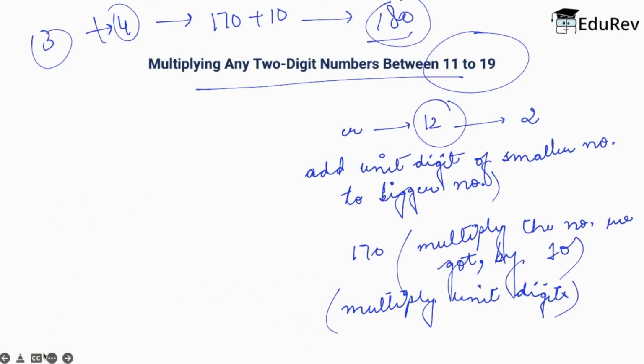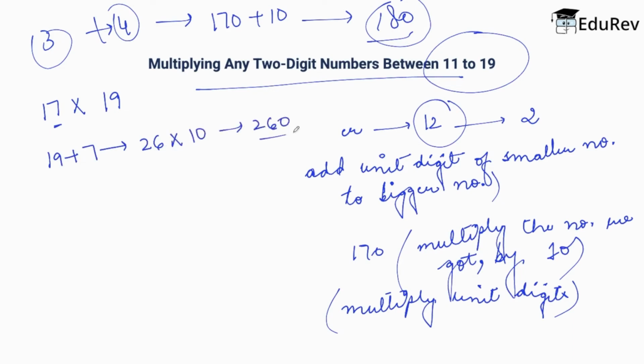Alright. So now what we need to solve is the number 17 multiplied by 19. So I need to do what? The first step is that I have to find the unit place of the smaller number, that is 7, and I need to add it to the bigger number. So 7 plus 19 is going to be 26. Then I have to multiply 26 by 10, that is going to be 260.